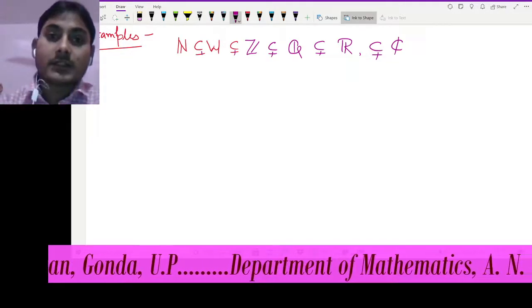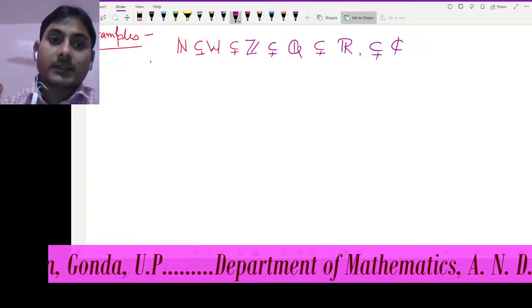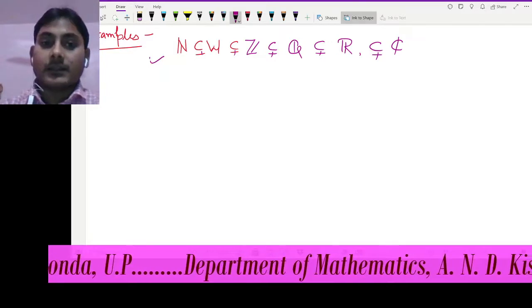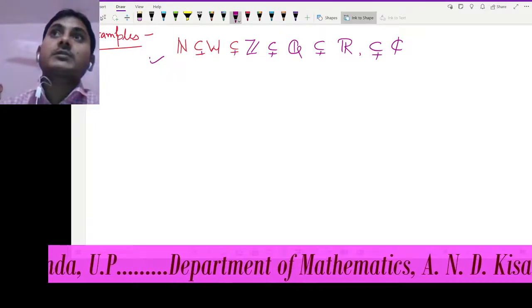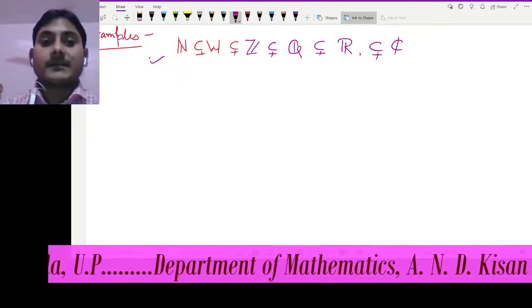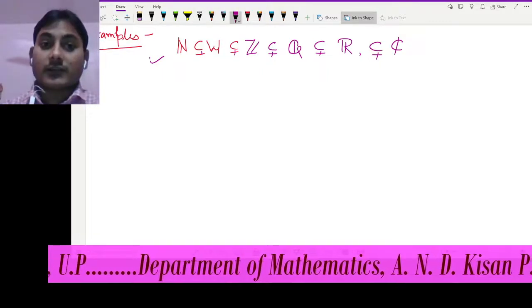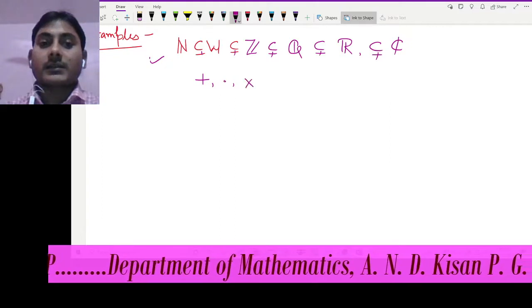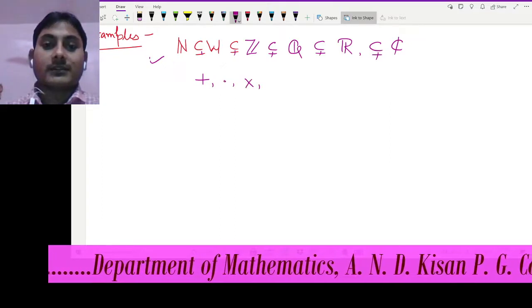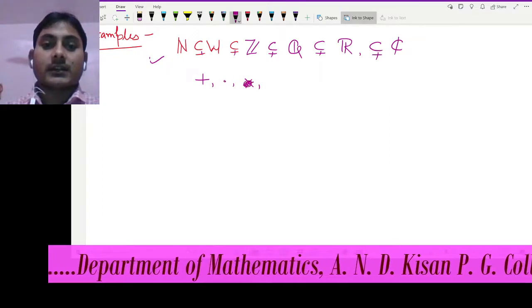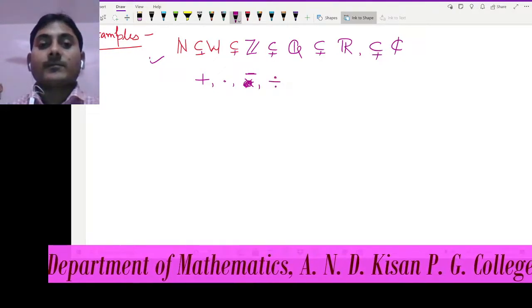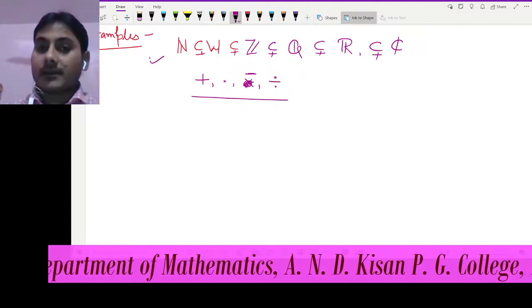Because we already know about these number systems, we also have some operations on these sets. These operations are plus, dot (multiplication), minus and division. You have several operations here.